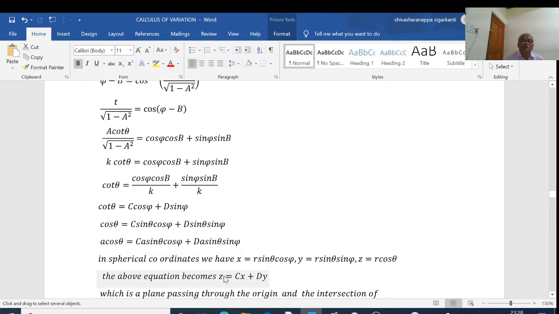What does this represent? This is a first degree equation in x, y, z. This always represents a plane. And there is no constant term. As there is no constant term, this plane passes through the origin. And what is my sphere? I have considered my sphere as x square plus y square plus z square equal to a square. That means the sphere has its center at the origin and radius equal to a. And this is the plane passing through the origin.